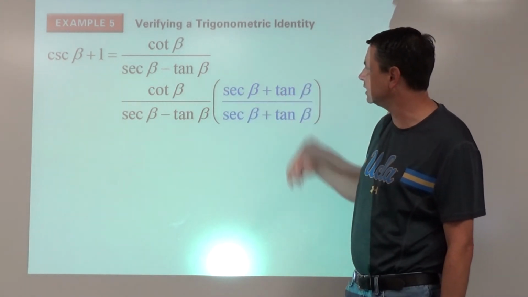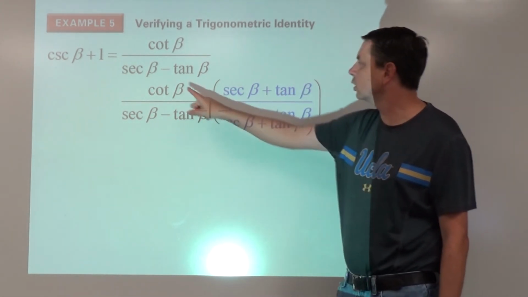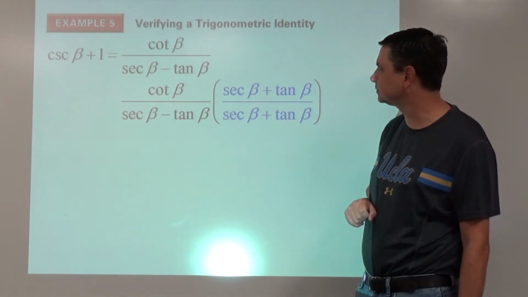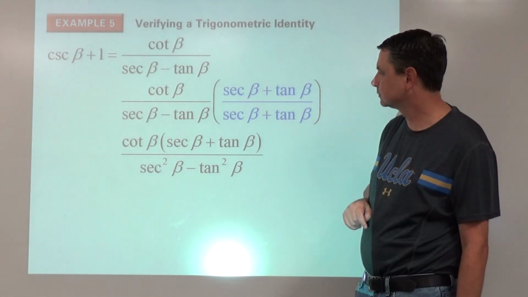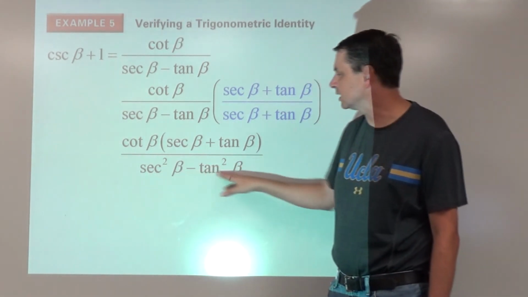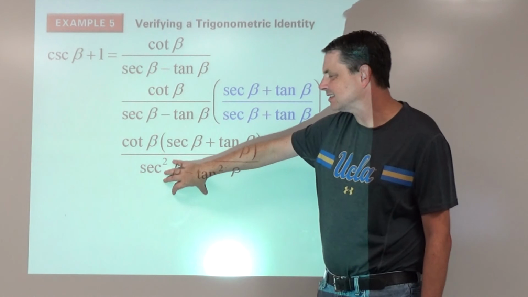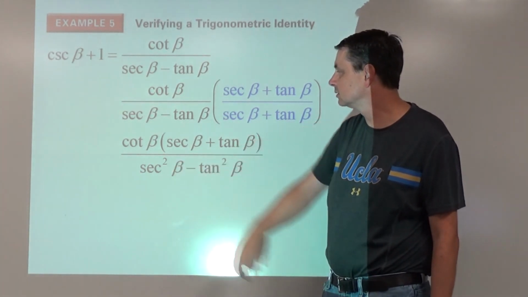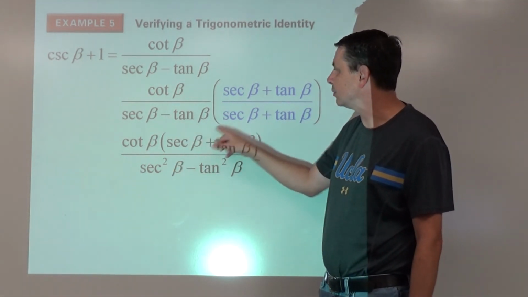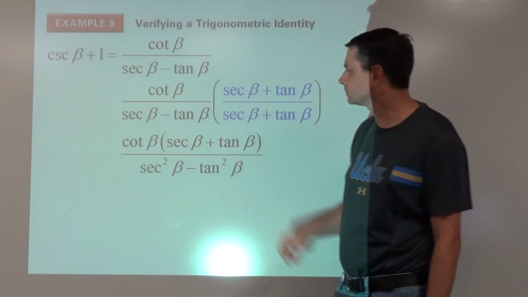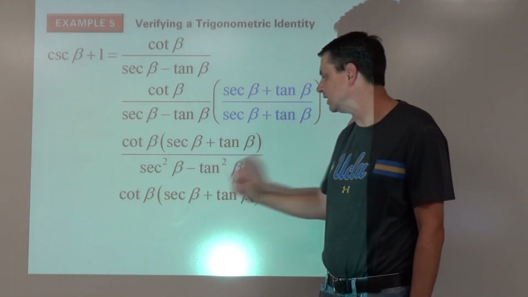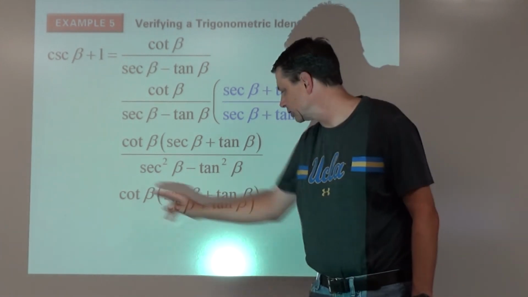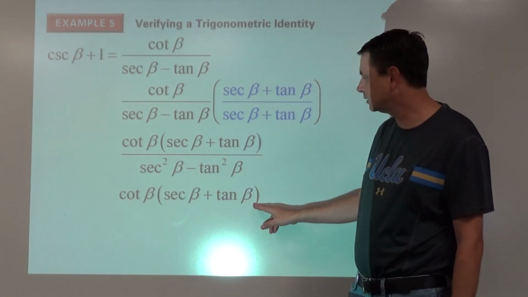All right, let's see what we get here, multiplying it out. Cotangent beta times secant beta. And we get the difference of squares. This, I believe, is 1. So now we just have to see what happens here if we distribute. Cotangent beta times secant beta. Cotangent beta times tangent beta.